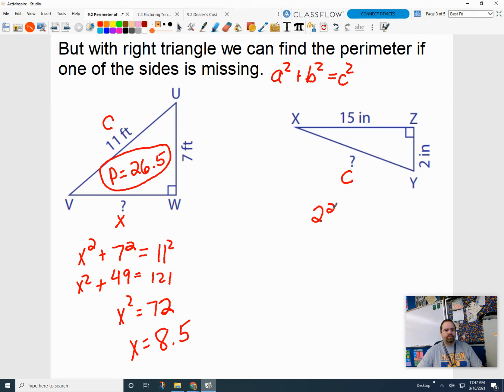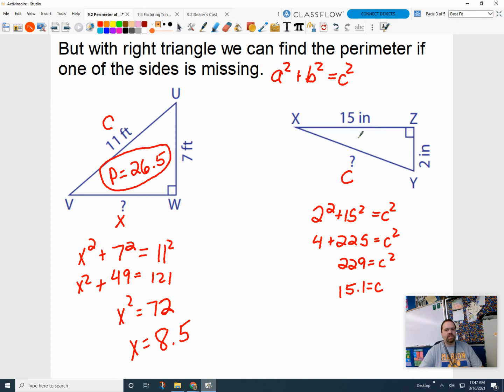So a squared plus b squared equals my missing side squared. That is 4 and 225. So the square root of 229. Square root of 229 is 15.1 when I round. Okay. So my missing side is 15.1.